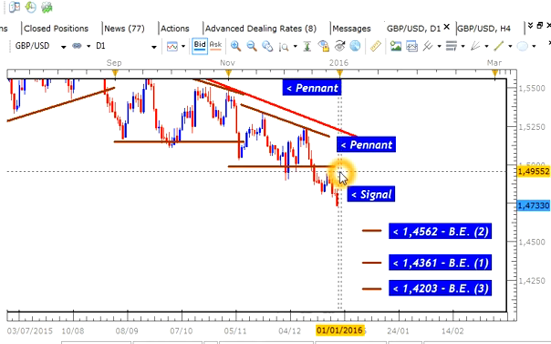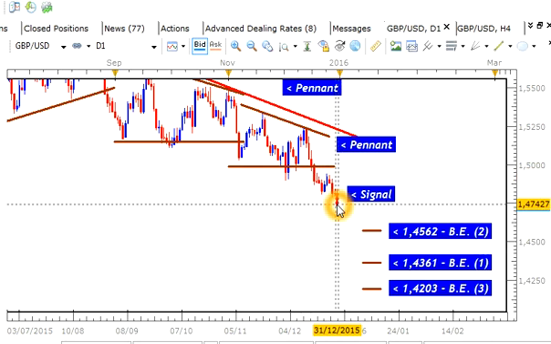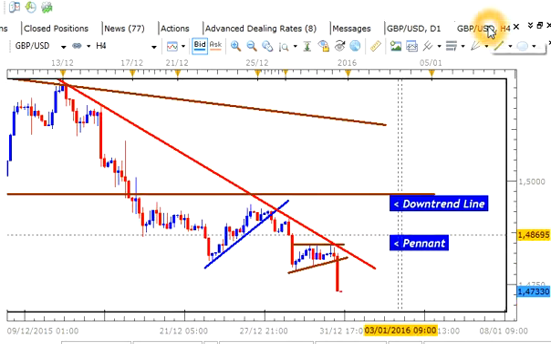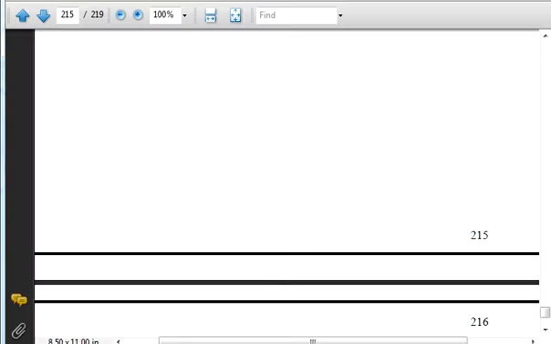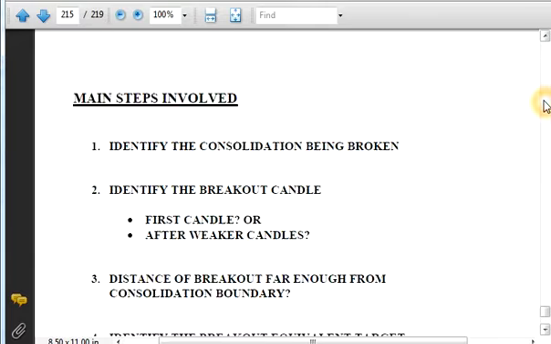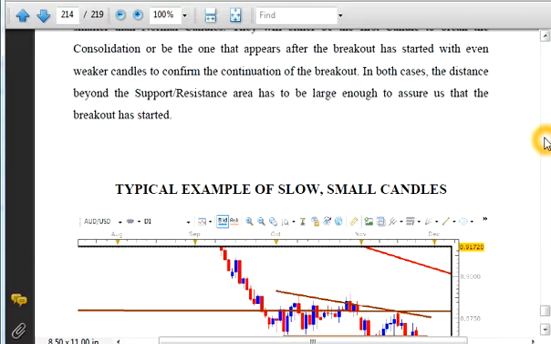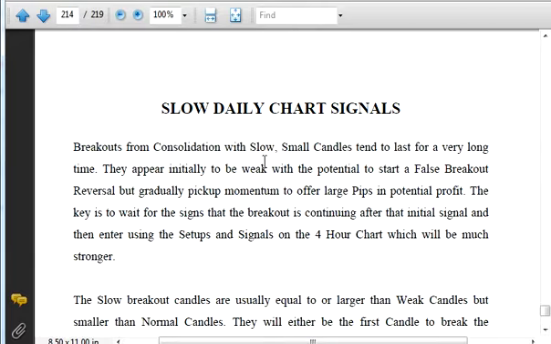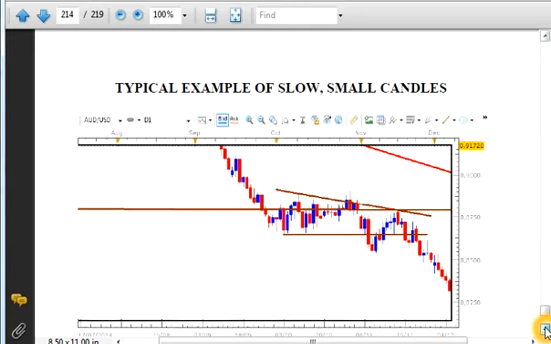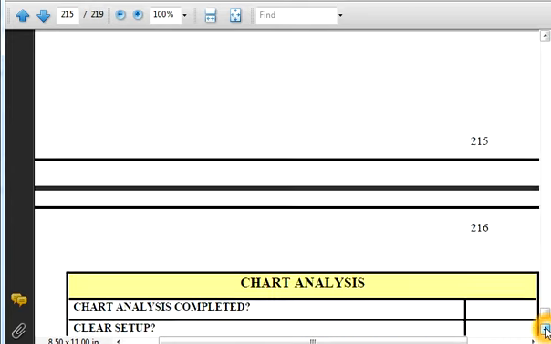So we're going to have to wait until this candle is closed. Then we're going to analyze the 4-hour chart with respect to the trade sheet that we use and the rules that we use for this type of breakout. Based on the types of candles that I'm seeing, the breakout that is going to be done is going to be of the slow type with slow daily chart candles. So there are rules with respect to trading these types of breakouts that you will see in this trade sheet.